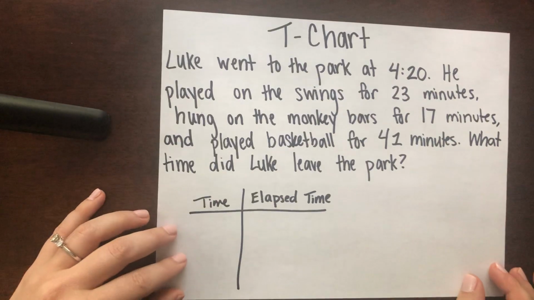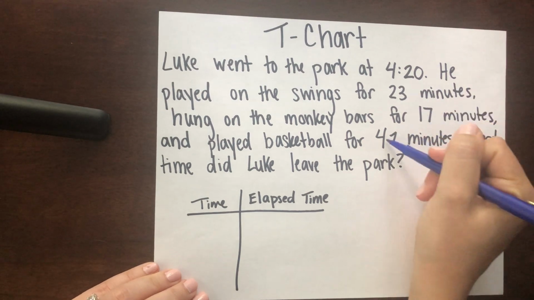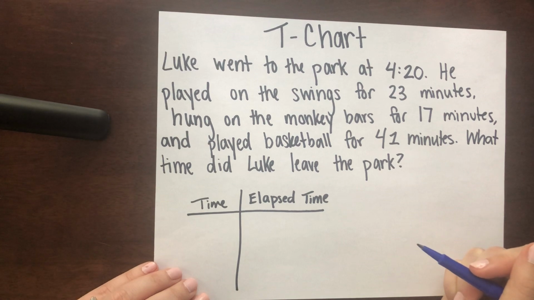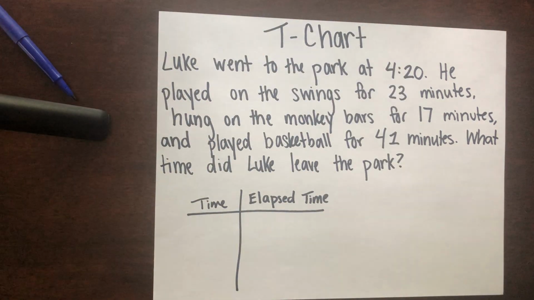So I'm going to give you a new problem where it does have the start time, it gives you the elapsed time, and you need to figure out the ending time. So here we go. Let's read the question first. Luke went to the park at 4:20. He played on the swings for 23 minutes, hung on the monkey bars for 17 minutes, and played basketball for 41 minutes.